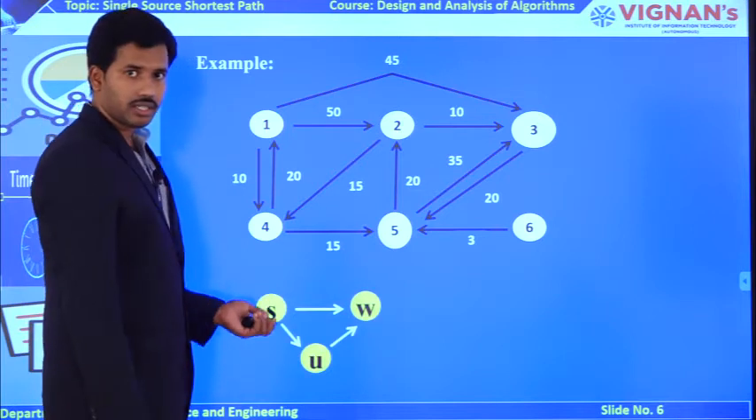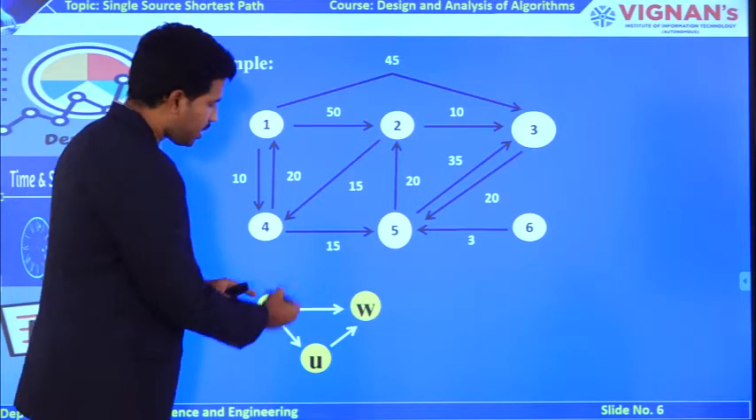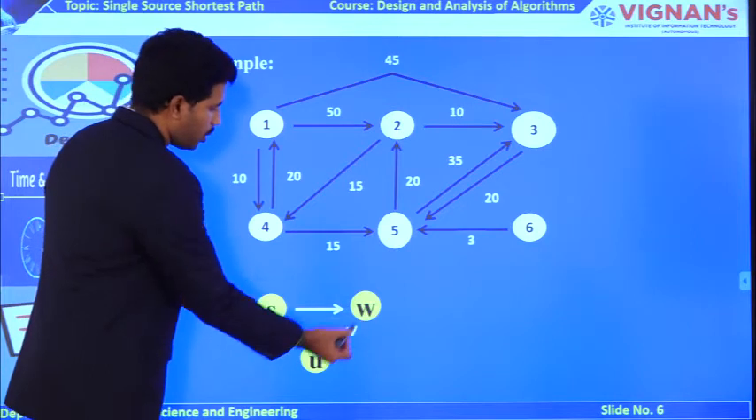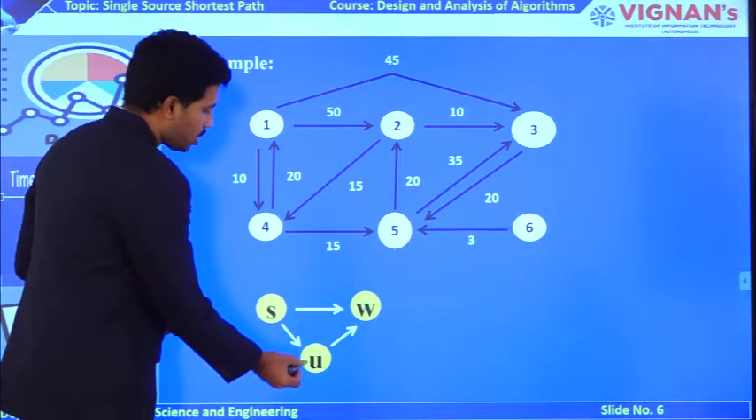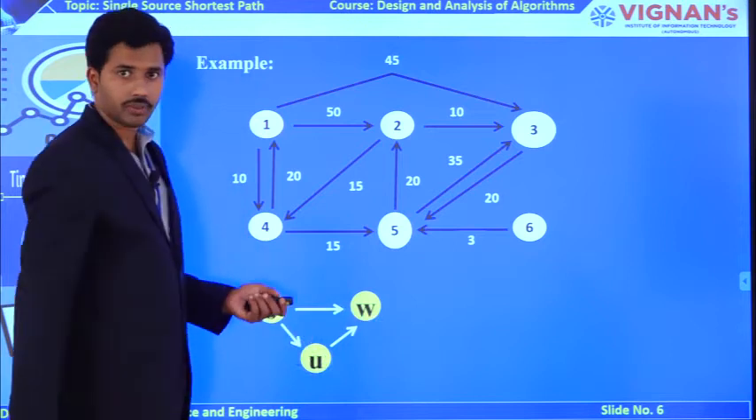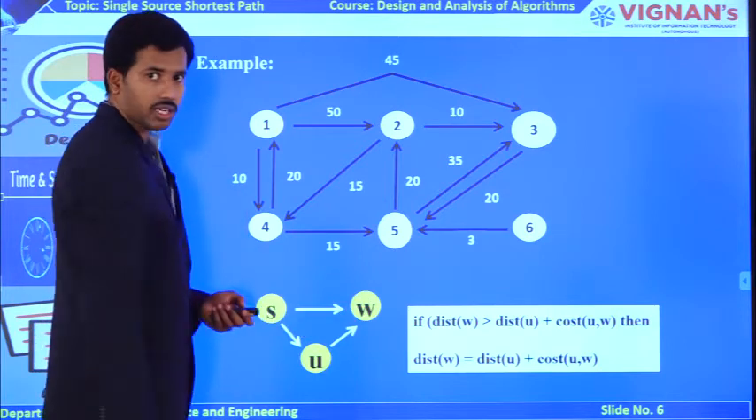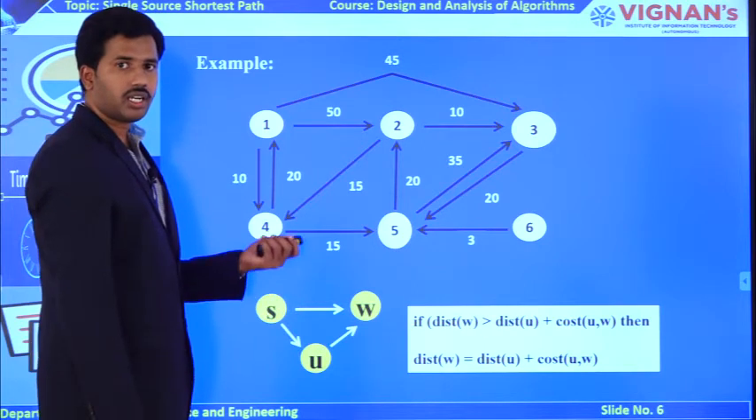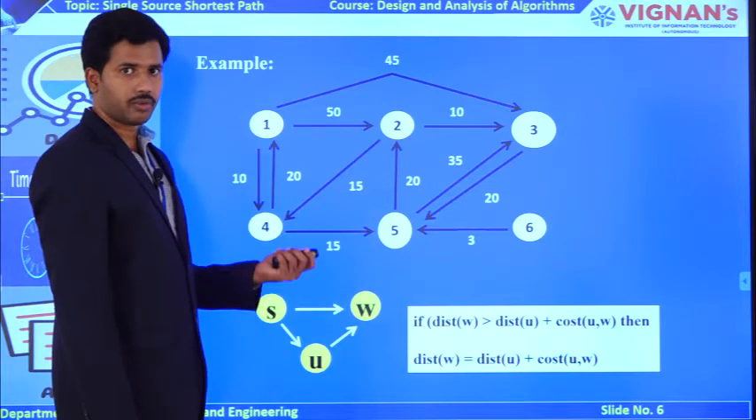So this is my target. I already have a direct connection from S to W. Now I am finding whether any intermediate connection is available to reach from S to W via U, so that I can verify the distance of U as well as the distance of W with the help of the cost to reach from U to W. So this is my formula. With the help of this formula, I am updating whether the intermediate path is generating the best path or the direct connection is producing the best path.